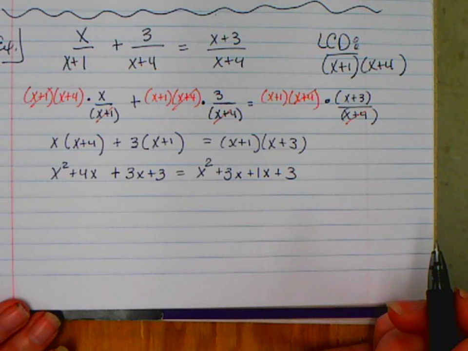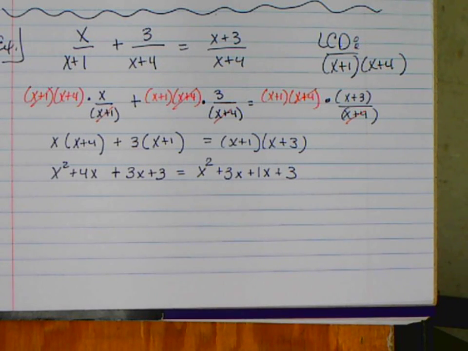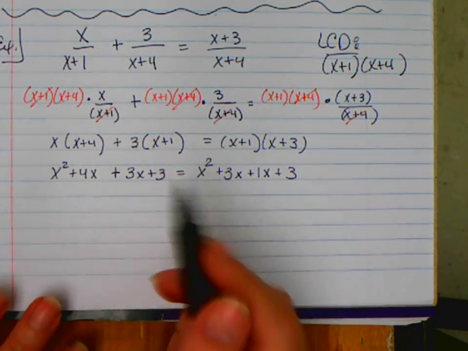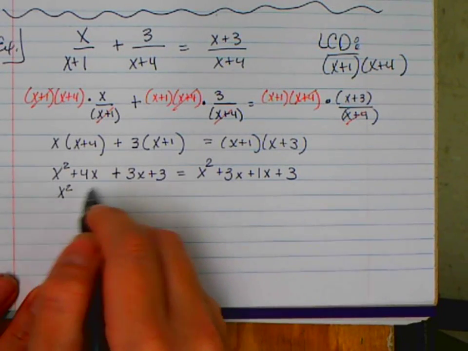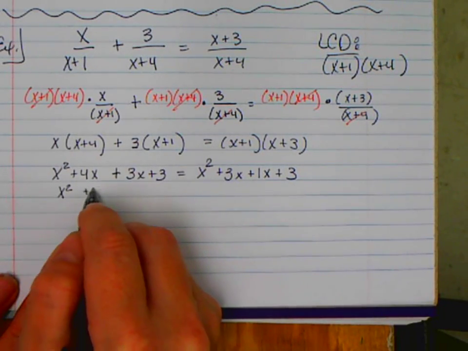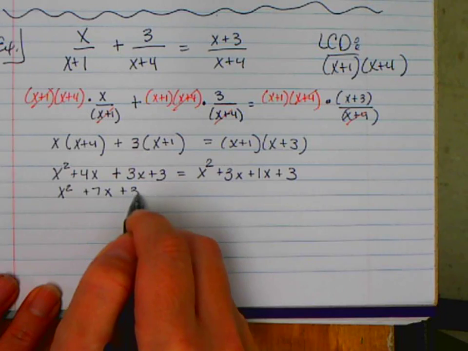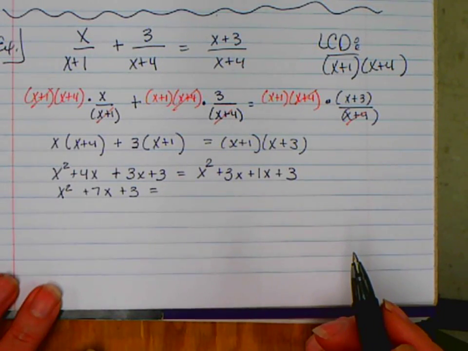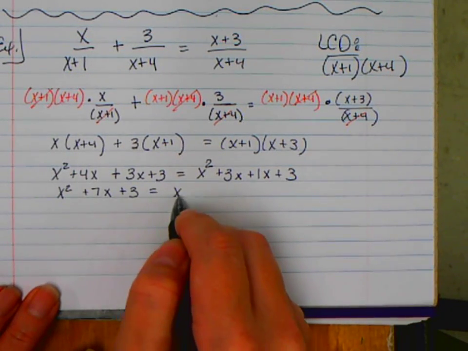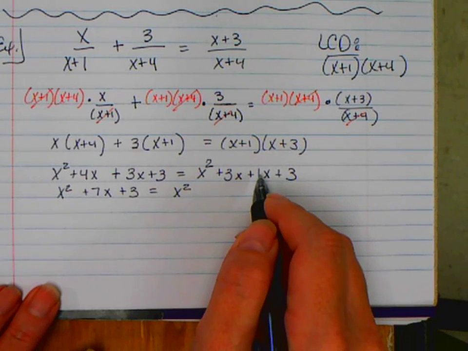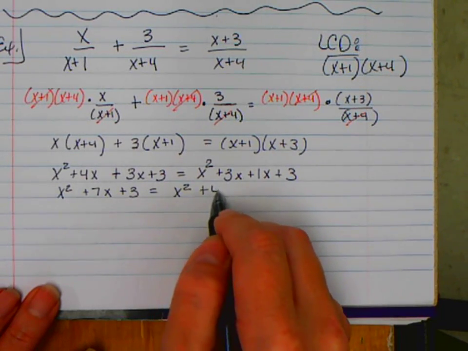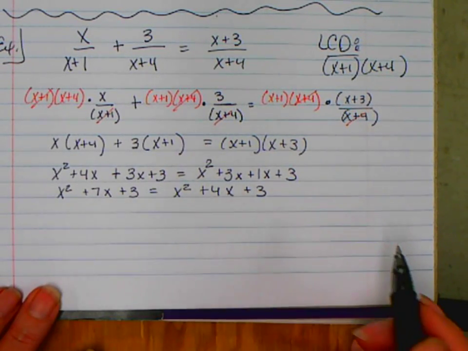Now I got to get all that simplified and all to one side of the equation or the other and see what we have going on. So I'm just going to combine like terms on the left side and combine like terms on the right side, and then I'll move everything over. On the left side, I've got x squared plus 4x and plus 3x make plus 7x plus 3 equal. On the right side, x squared plus 3x plus 1x is plus 4x plus 3.